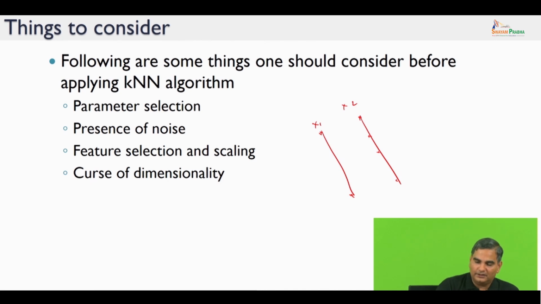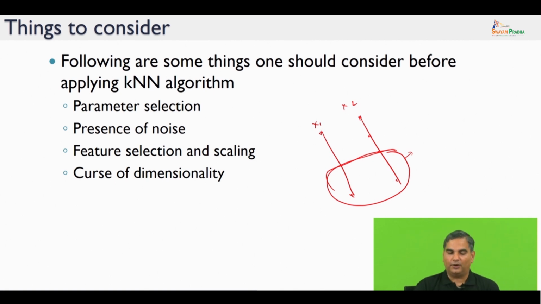The problem with this is that if, for example, there are a whole lot of attributes which are not at all important from a classification viewpoint, then though they are not important from a classification viewpoint, they contribute to the distance measure. So, there is a possibility of these features spoiling the results in k nearest neighbor.